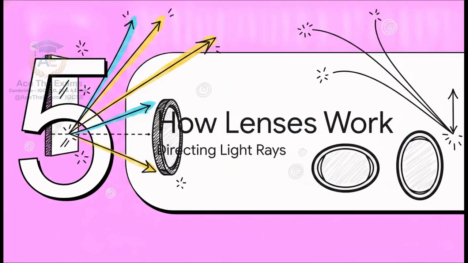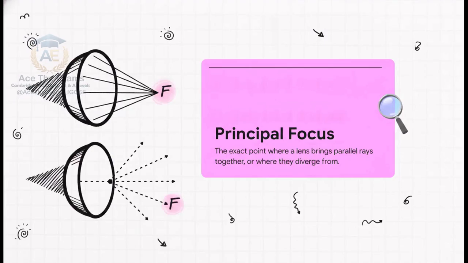Finally, Section 5, How lenses manipulate light, directing the rays. Lenses generally come in two main flavors, and they're defined by their principal focus. A convex lens is thicker in the middle. It bends incoming parallel rays inward, converging them all at a single, real focal point. On the flip side, a concave lens is thinner in the middle. It bends parallel rays outward, making them diverge. Its principal focus is the virtual point backwards from which those rays appear to be spreading out.